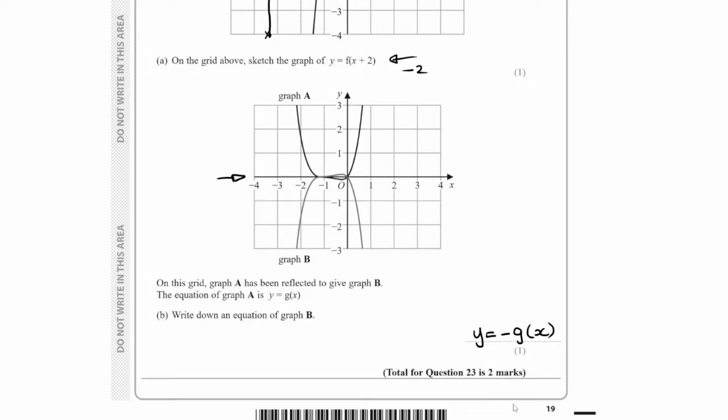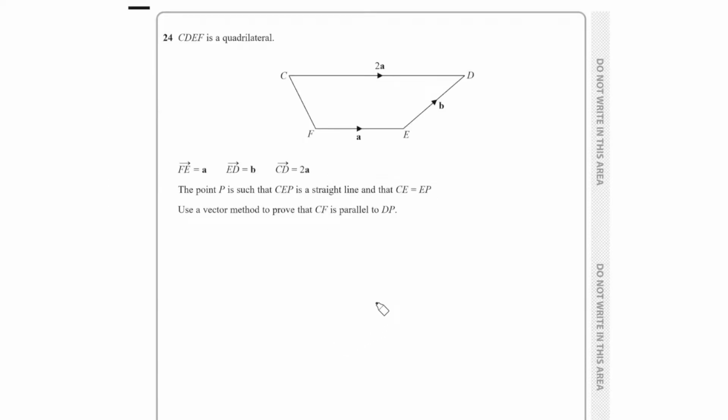Yeah, minus g, exactly. So you would just write that. Also one other mark. So there's that one, 2 marks for the graph transformations.